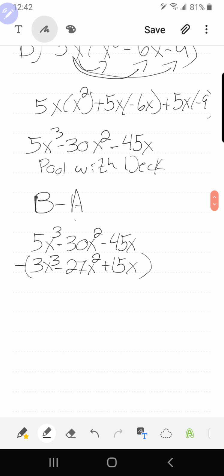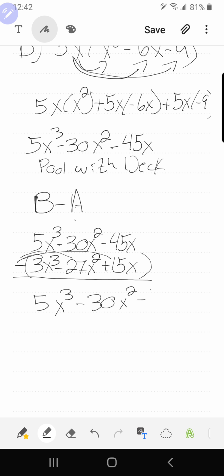Now, if you remember from the previous video, when we subtract, we have to distribute that negative to each of these. So let's rewrite it. It's going to look like 5x cubed minus 30x squared minus 45x, now becomes minus 3x cubed, negative times a negative is a plus 27x squared, negative times 5 is a negative, minus 15x.